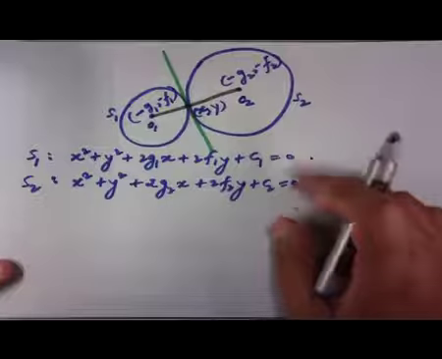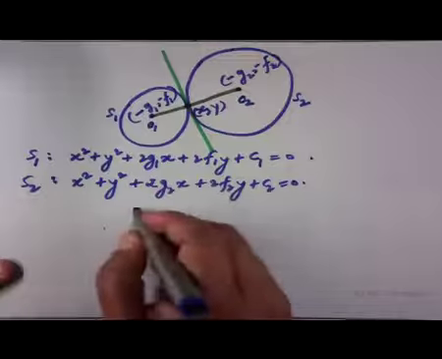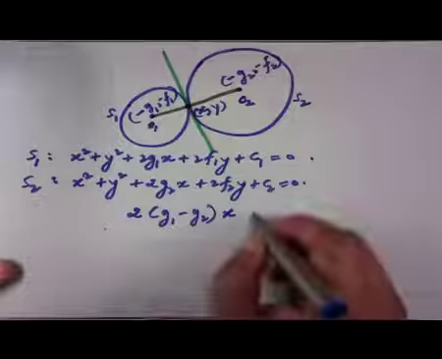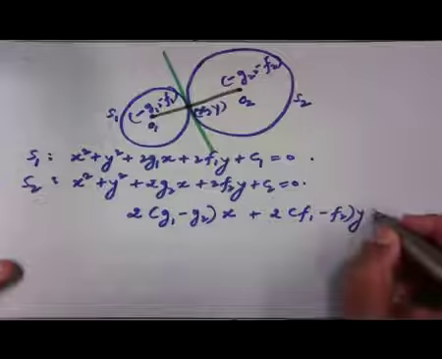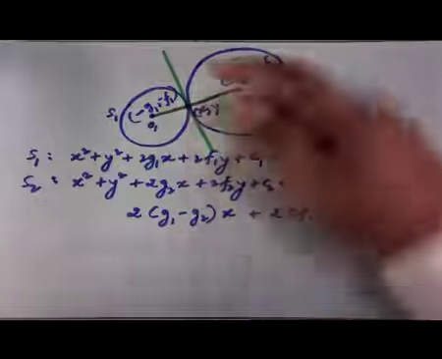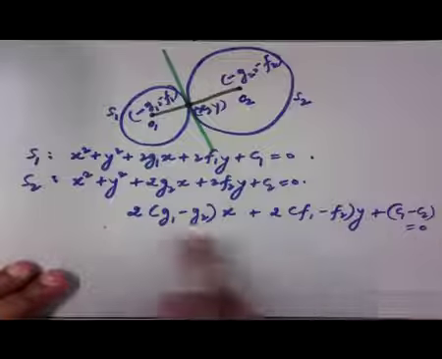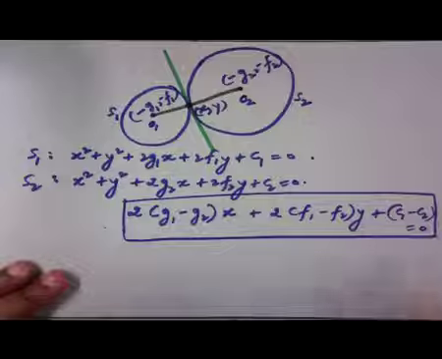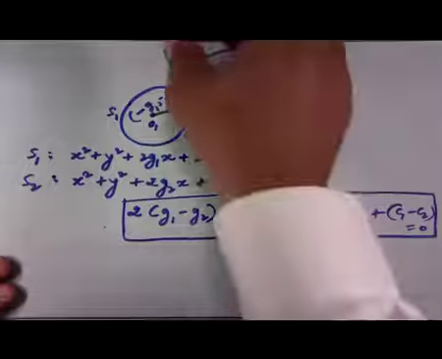Now, since it satisfies both these equations, it must also satisfy the difference of these equations. So, if I take the difference, what I get is 2(g1 - g2)x + 2(f1 - f2)y + c1 - c2 = 0. So, the coordinates of this point of contact (x, y) satisfy this equation, which is actually a straight line equation. We will show that this equation is nothing but the equation of the transverse common tangent.